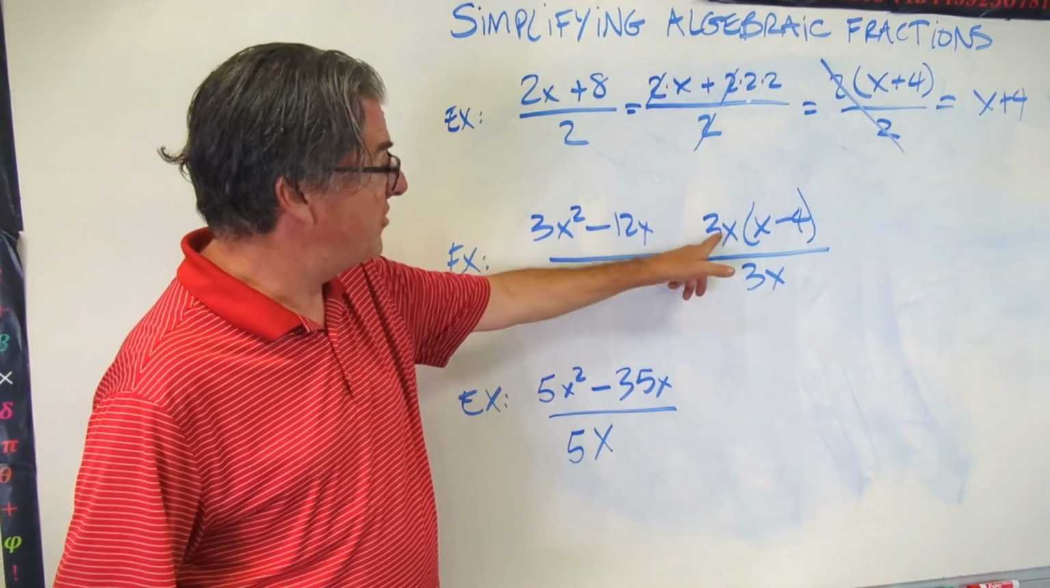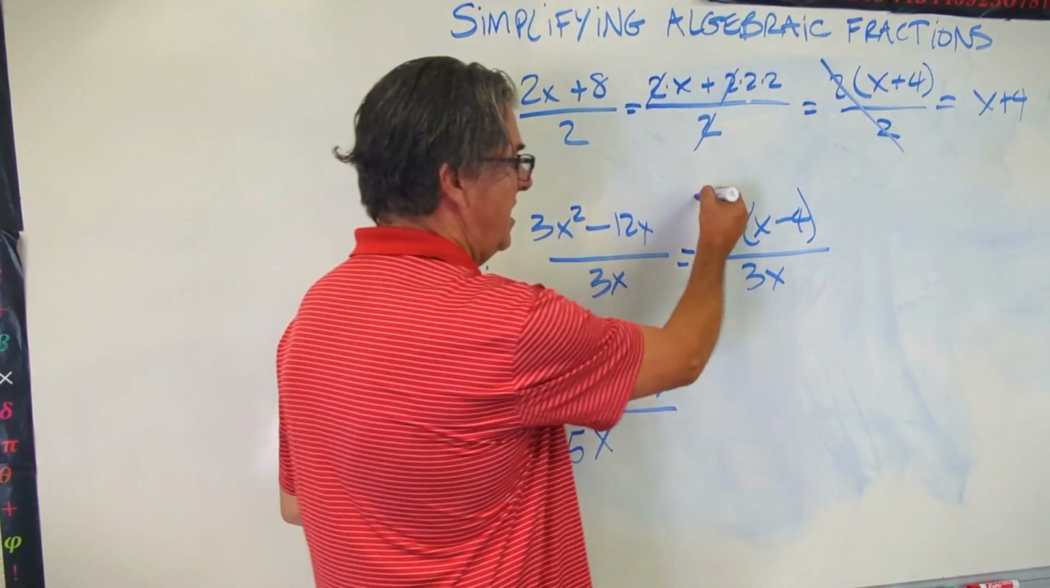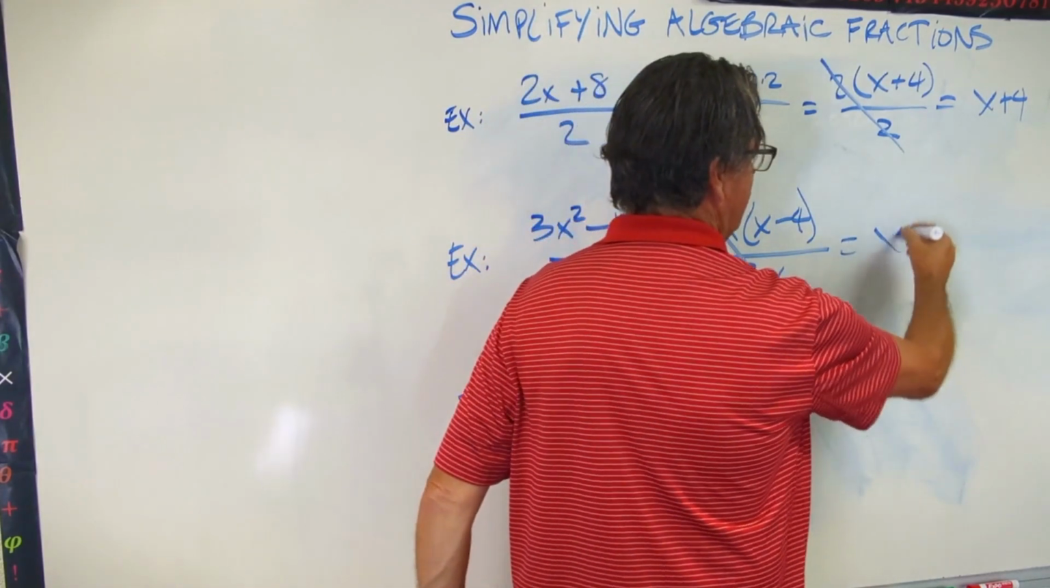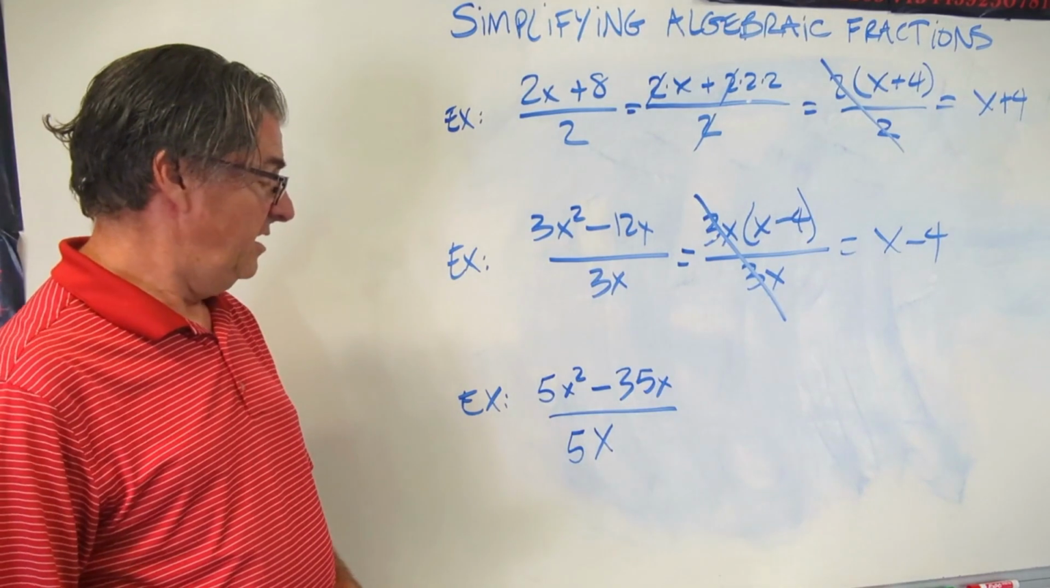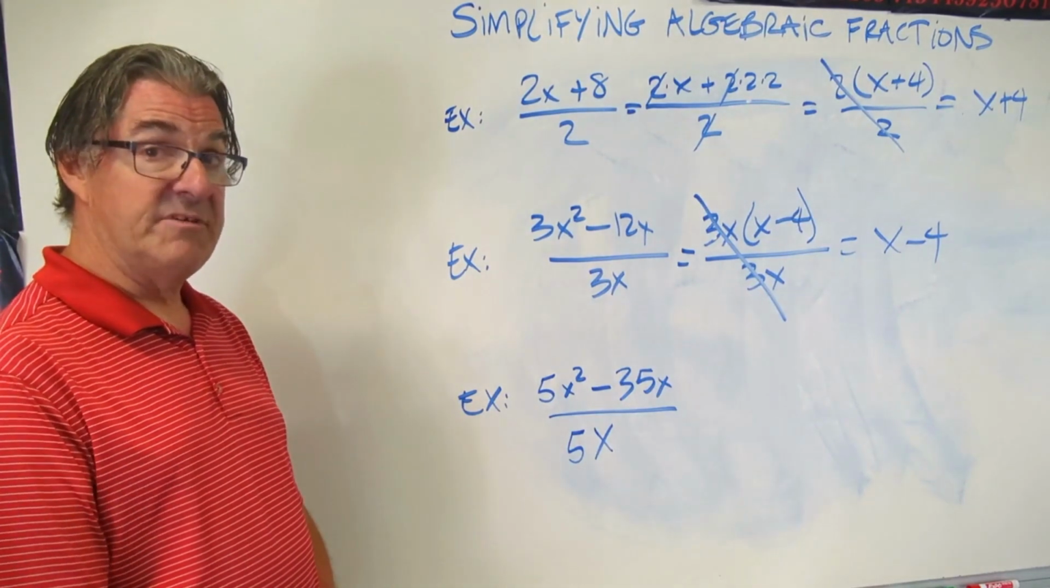So now I have a 3x and a 3x top and bottom. I can cancel those out, and this one becomes x minus 4. And that's simplified. Now try this one. See what you can get with that one.